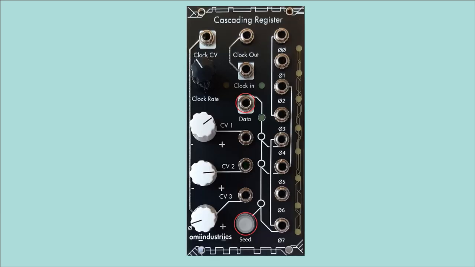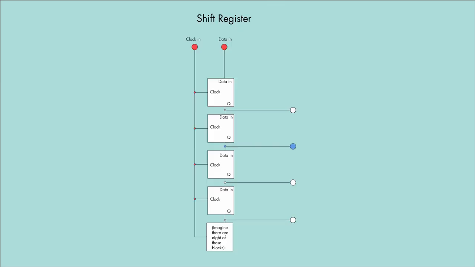Data sources available on the front of the module include the data input and the manual seed button. Additionally, on every clock pulse, whatever data was in the first stage gets shifted to the second stage. Whatever is in the second stage moves to the third stage, and so on. When a bit of information reaches the last stage, it is shifted out of the register.